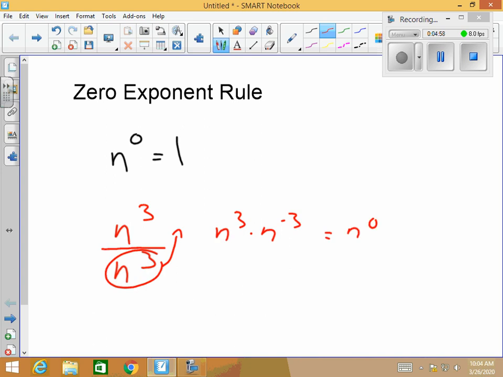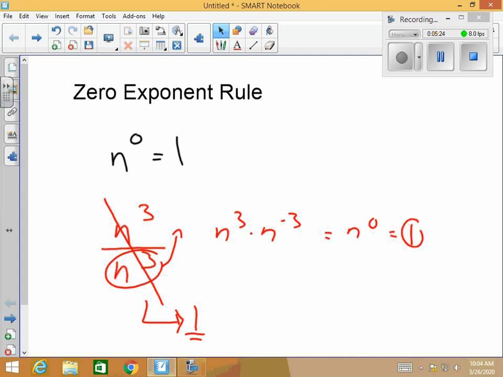But if I go back to my quotient rule, we can say anything divided by itself is 1. Either way, n to the 0 power is always 1, or anything raised to the 0 power is always 1, or something divided by itself will always be 1. So let's bounce forward a little bit, and let's do a couple of examples.